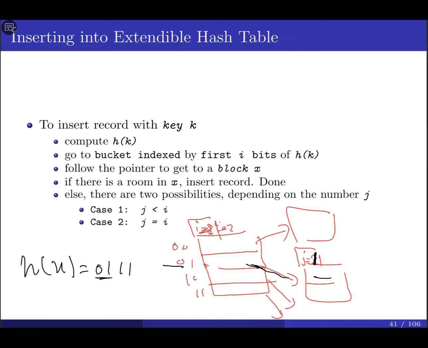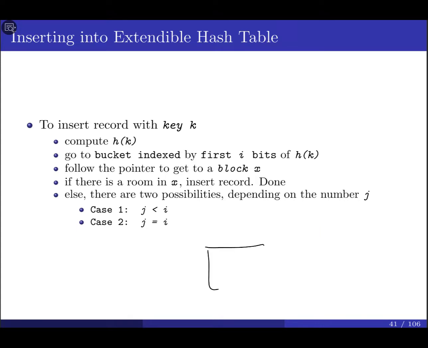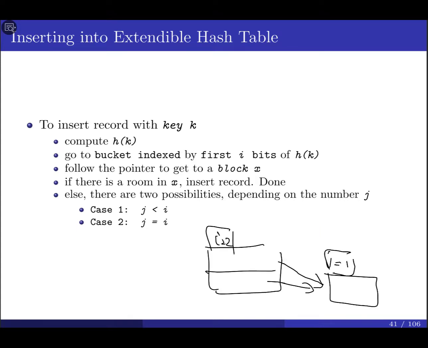I want to give you the situation where we can split without any problem. This bucket is full. When you try to insert one item, it would be inserted here as the fourth. So in this case, this bucket is deleted and you create two new blocks. Redistribute the keys among the two buckets. Then, since the value of j is less than the value of i, that means you do have enough pointers in the directory.